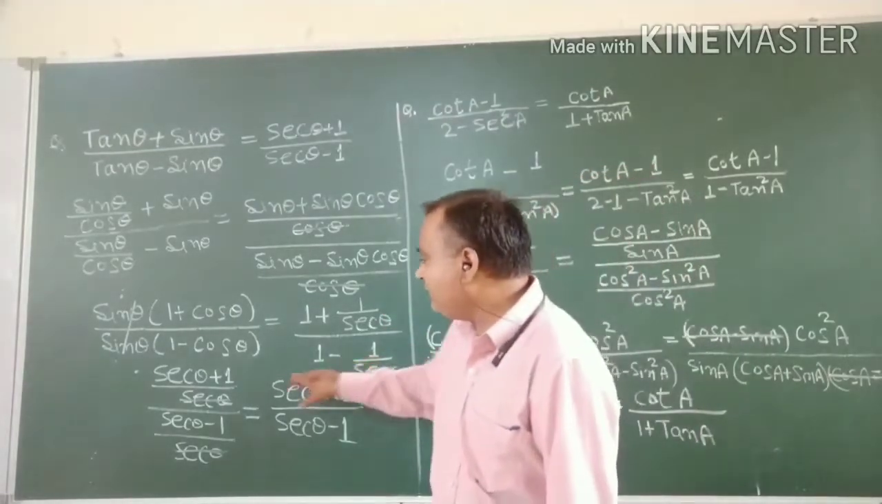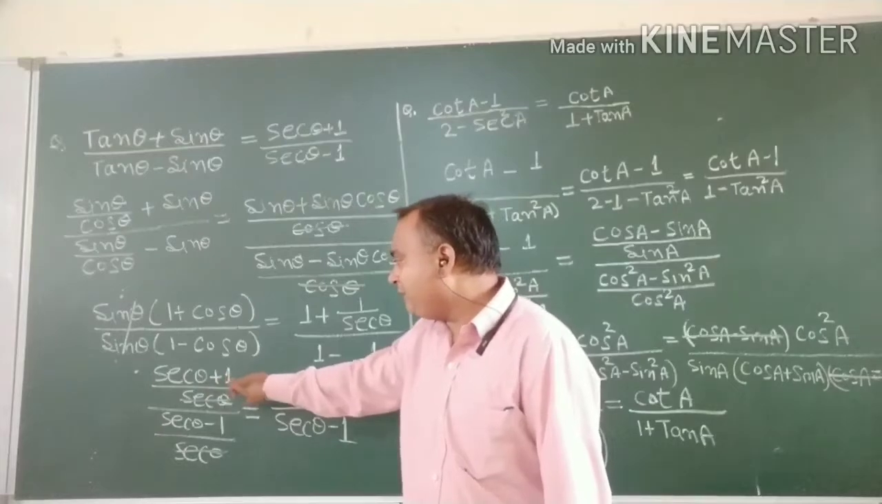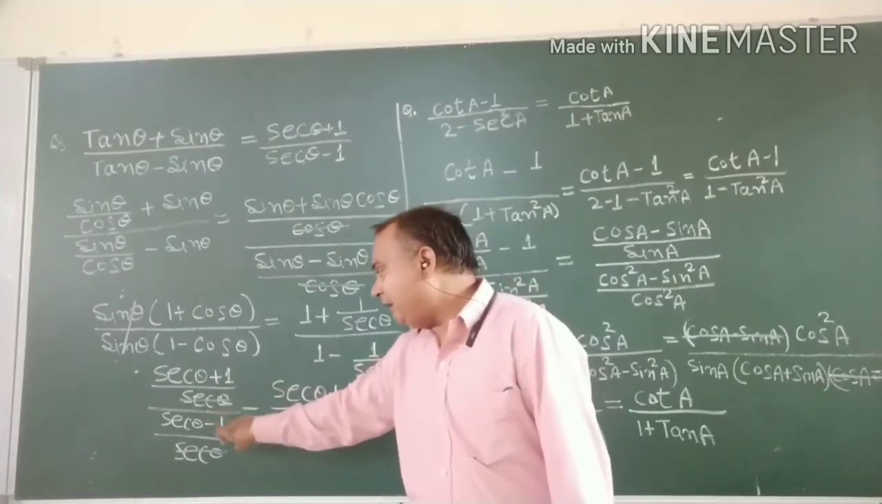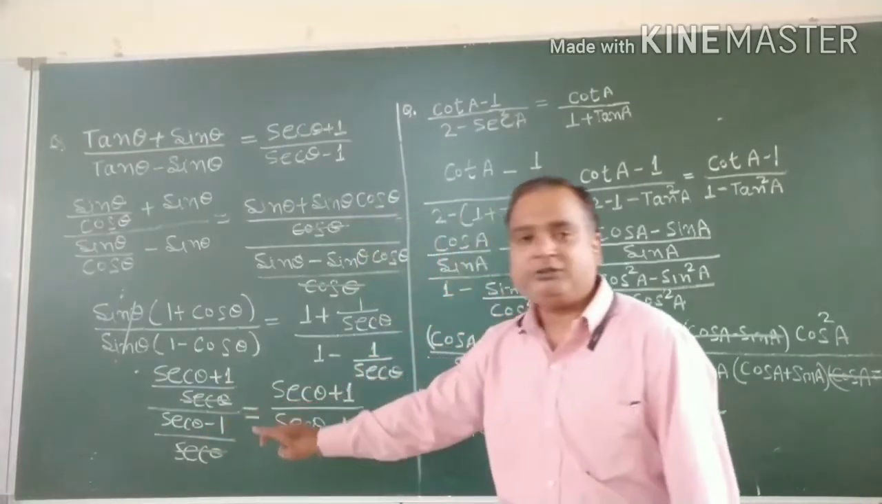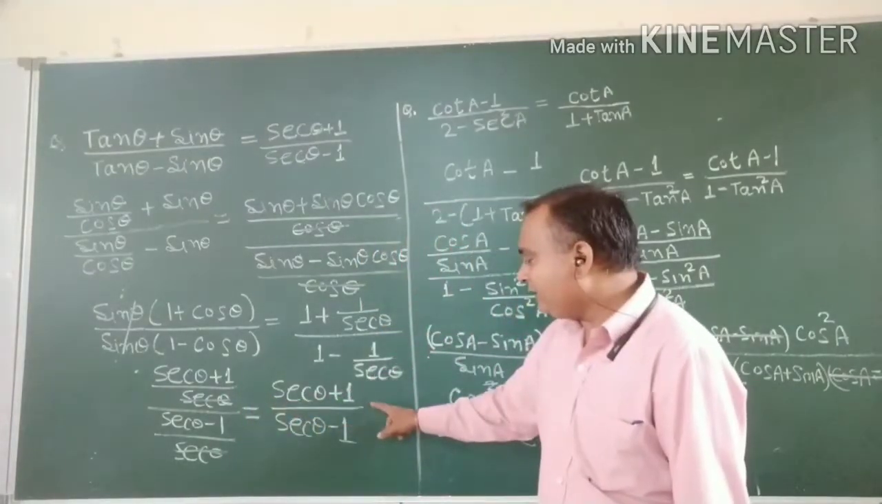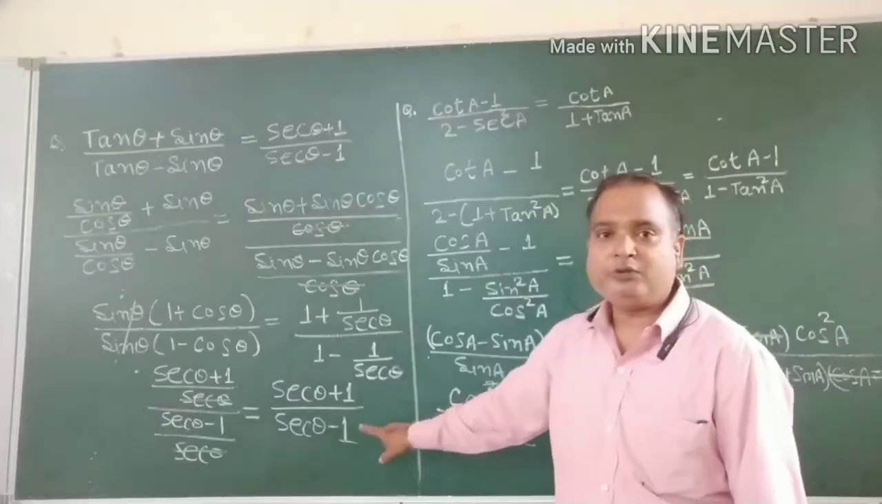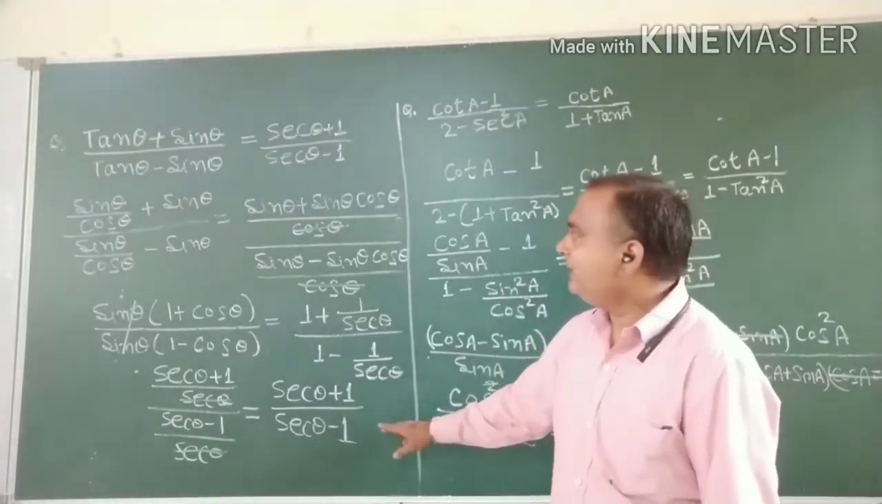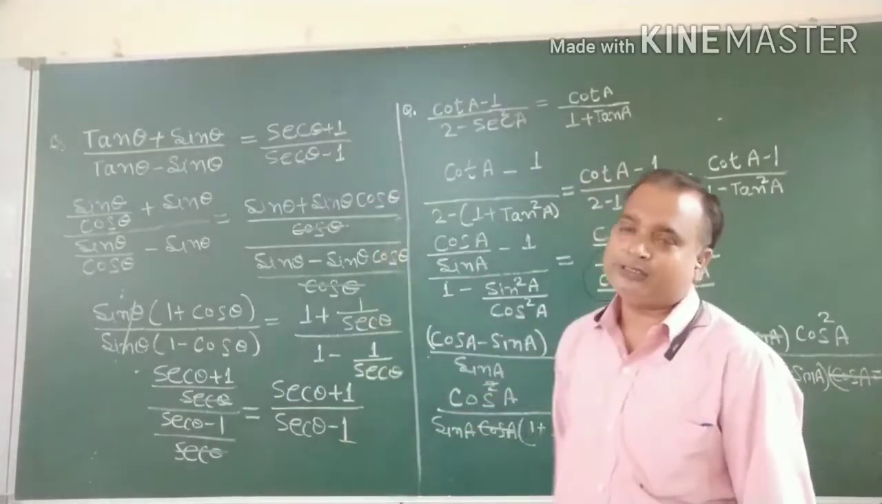When we take the LCM, that is sec theta plus 1 upon sec theta upon sec theta minus 1 upon sec theta. Now sec theta is cancelled out. So the remaining terms is sec theta plus 1 upon sec theta minus 1. That is the right hand side of this question.